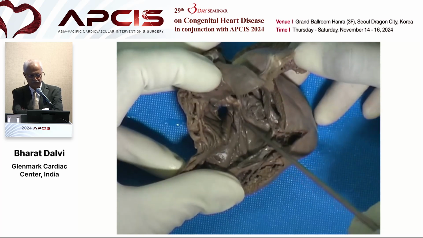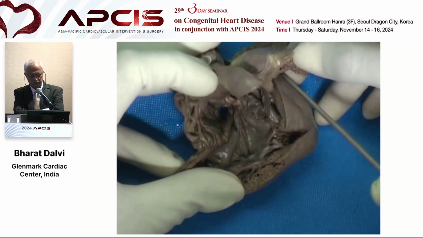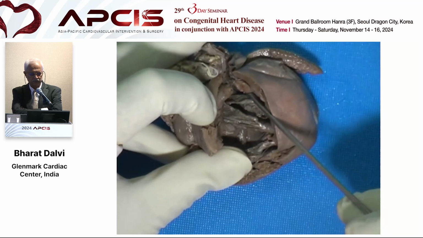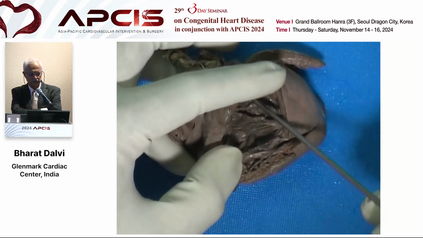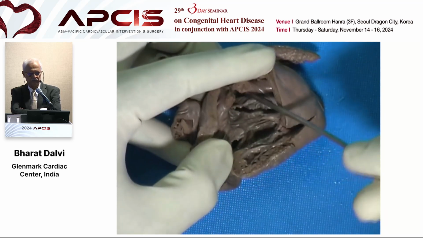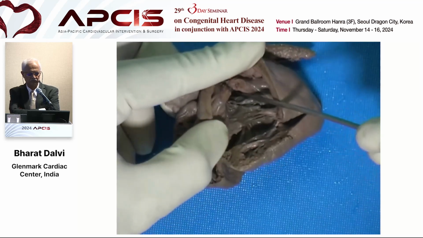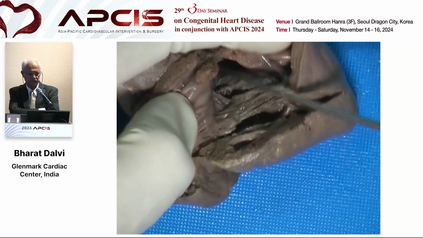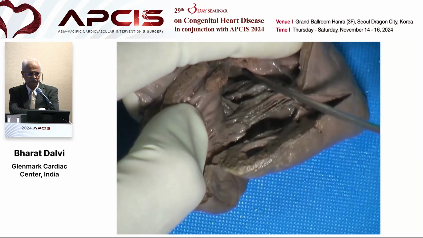So this is Epstein's malformation of the tricuspid valve, and it is associated with, you can see that there is a ventricular septal defect right here. Right here. Can you focus there? Yeah. So this is the ventricular septal defect.